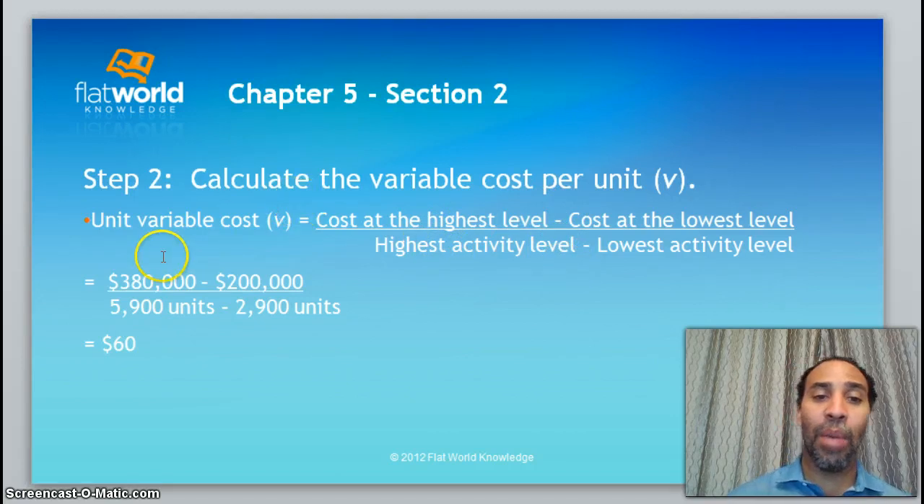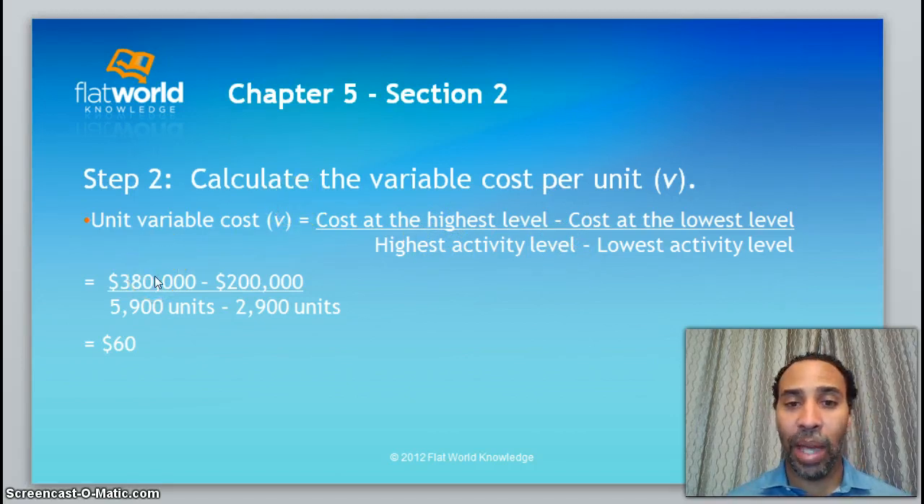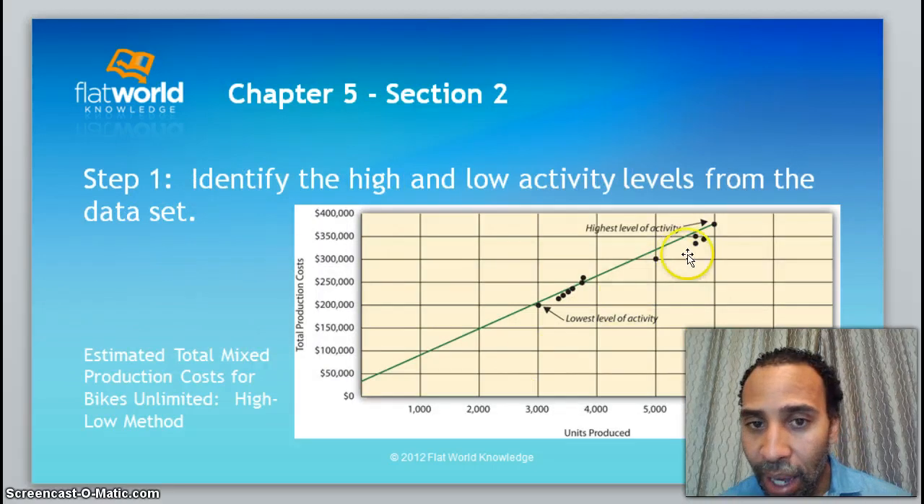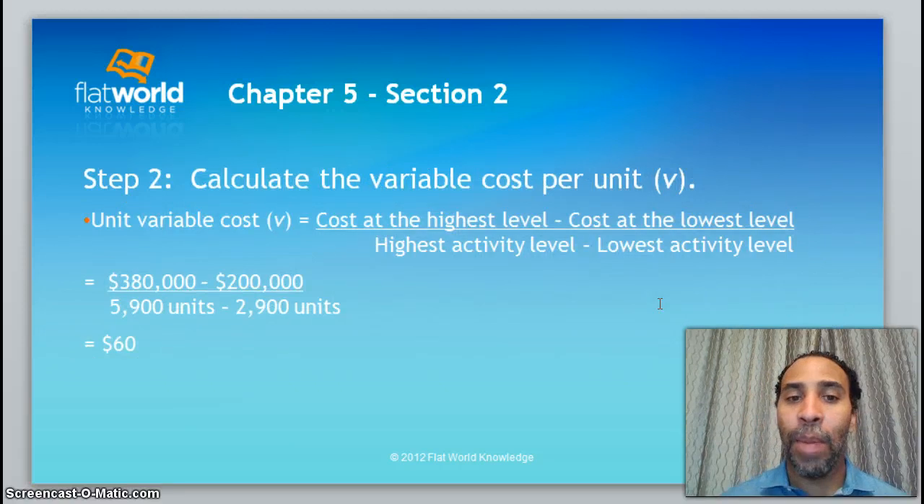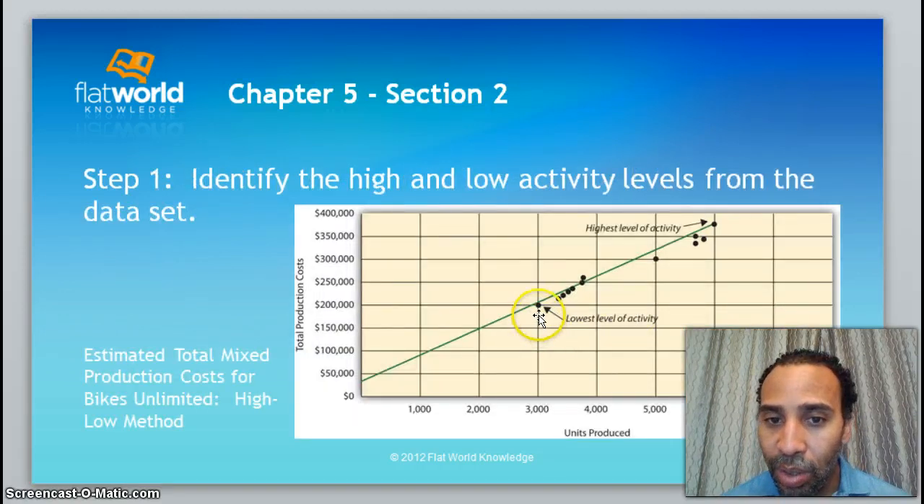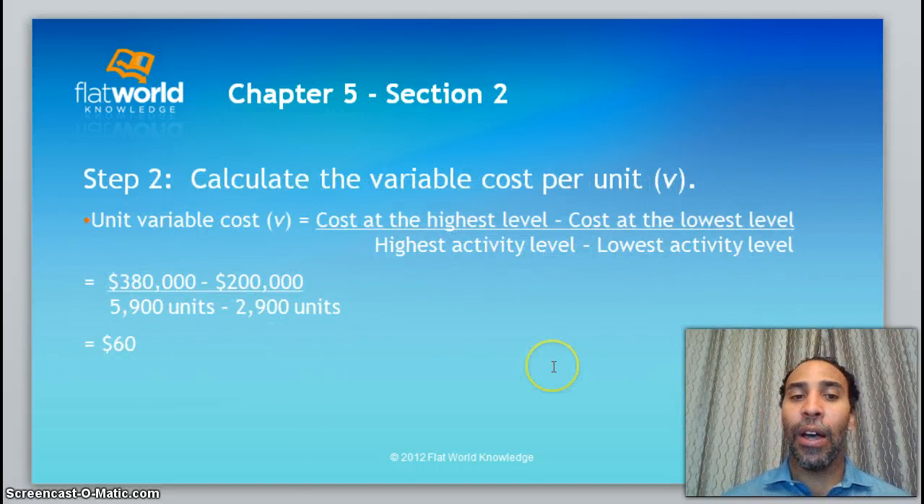And these are the numbers that we came up with, 380,000. So let's look back and see, is that accurate? Yeah, 380,000 right before that 400,000 mark. That's accurate. Minus 200,000 at our lowest point. You see 200,000, it's right there.